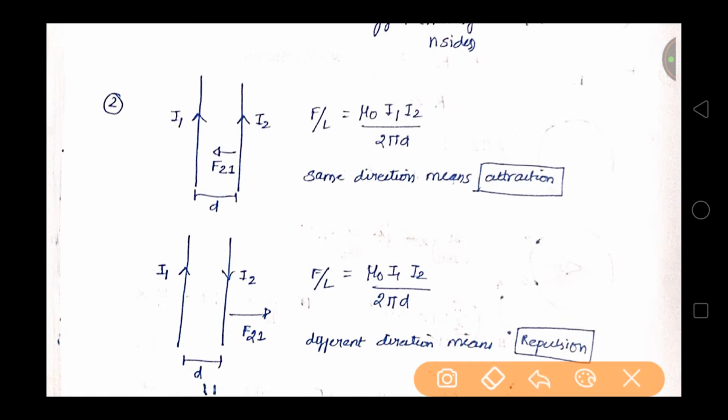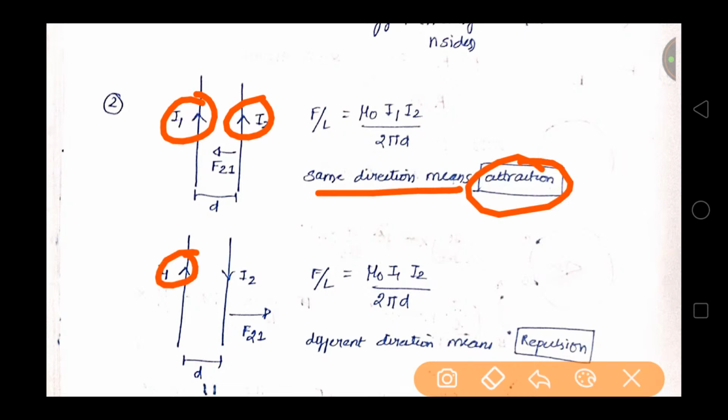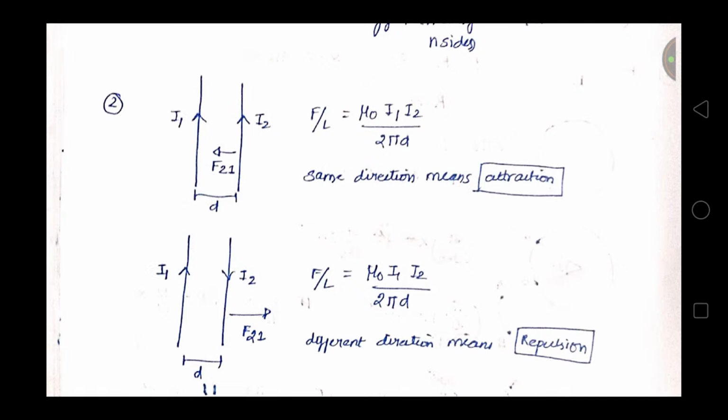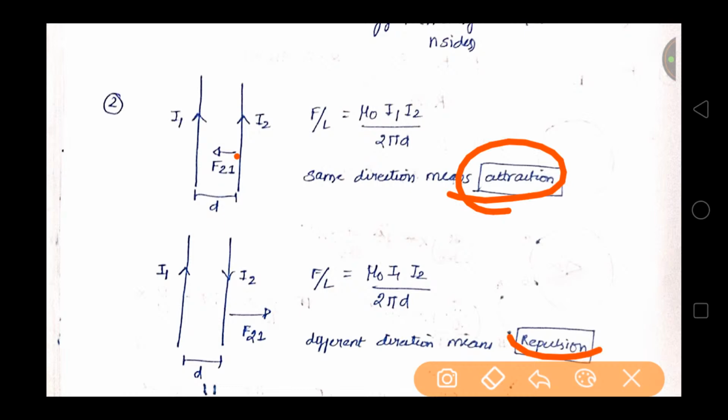Conductors carrying current in the same direction attract, and in opposite directions repel. Same direction means the force on conductor 2 by 1 is attraction: 1 will pull 2 towards itself. Opposite direction means 1 will push 2 away from itself. Why? Because current direction is important. Same direction means attraction, otherwise repulsion.